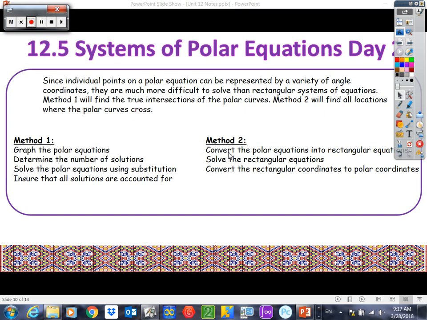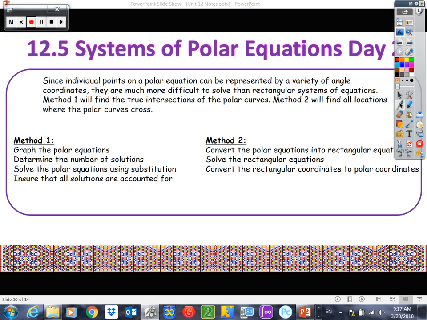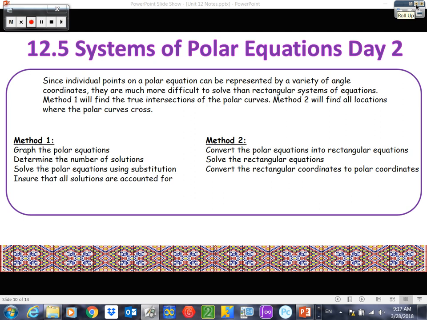Okay guys, let's take a look at today's lesson. What we're going to be doing today is looking at systems of polar equations, but this time instead of using a calculator like we did just to introduce it and see what's going on, we are going to be doing those by hand.